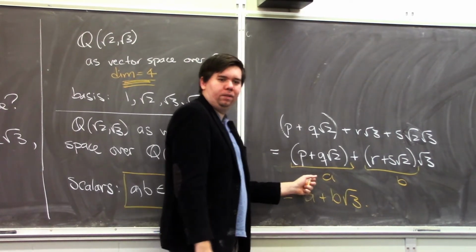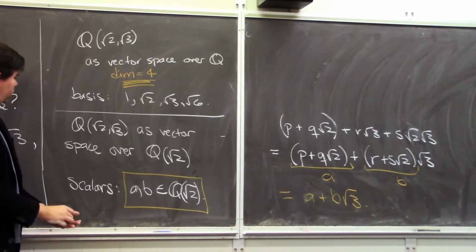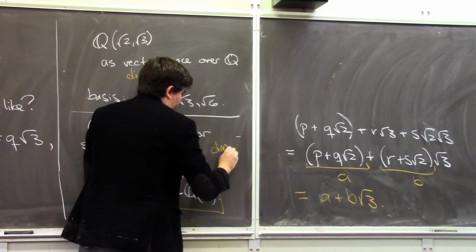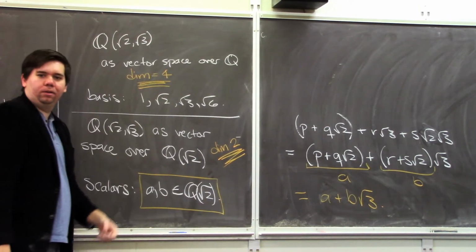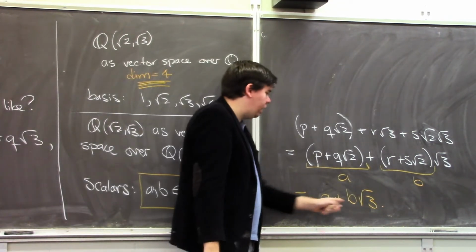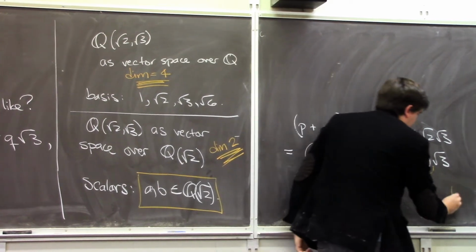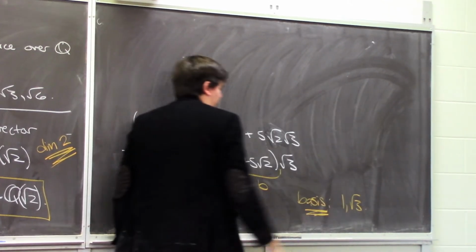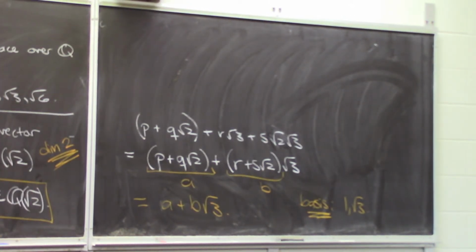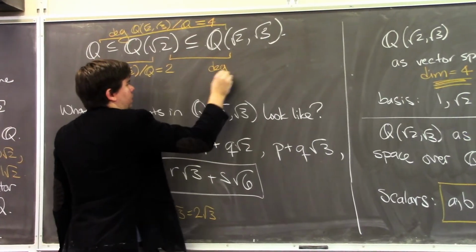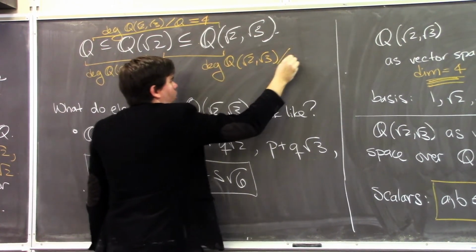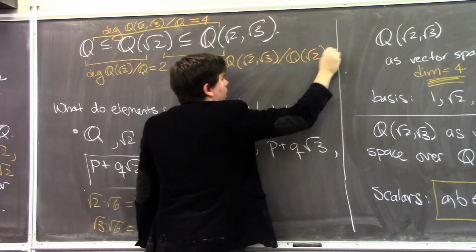So what is the degree of this extension? Well, the dimension of this as a vector space over Q(root 2) would say this is a dimension 2 vector space. My basis elements are just 1 and root 3. So this extension right here, we'd say it's a degree 2 extension. The degree of Q extended by root 2 extended by root 3 over Q extended by root 2 is just 2.